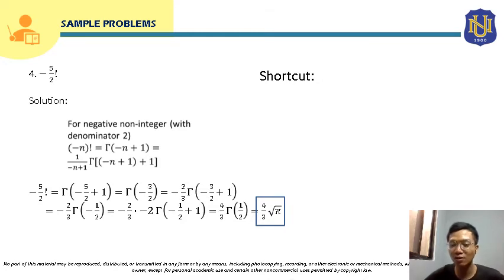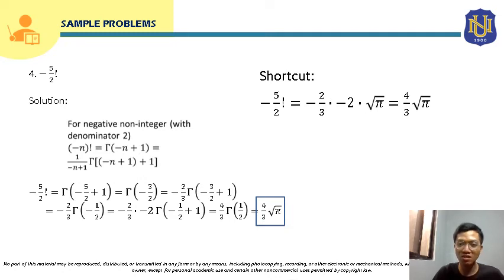So we can actually solve this using a shortcut. We can use this shortcut. For negative 5 halves factorial, what you're going to do here is, let's say negative 5 halves, you add 1. So that is negative 3 halves, right? So you just get its reciprocal, and that is negative 2/3.